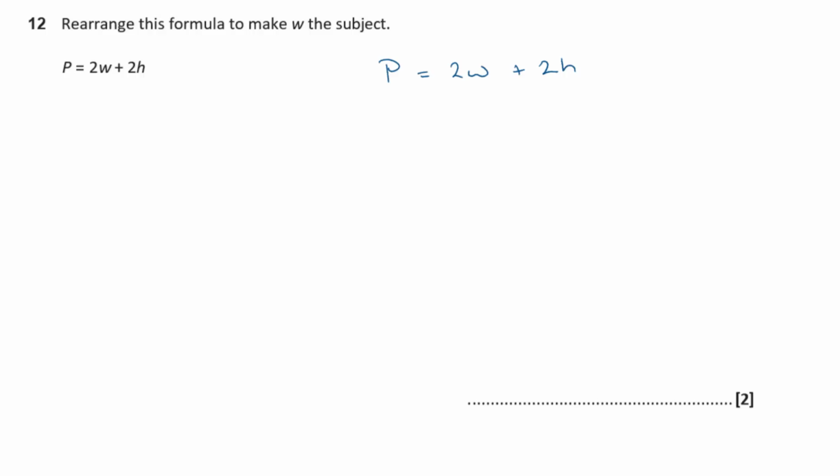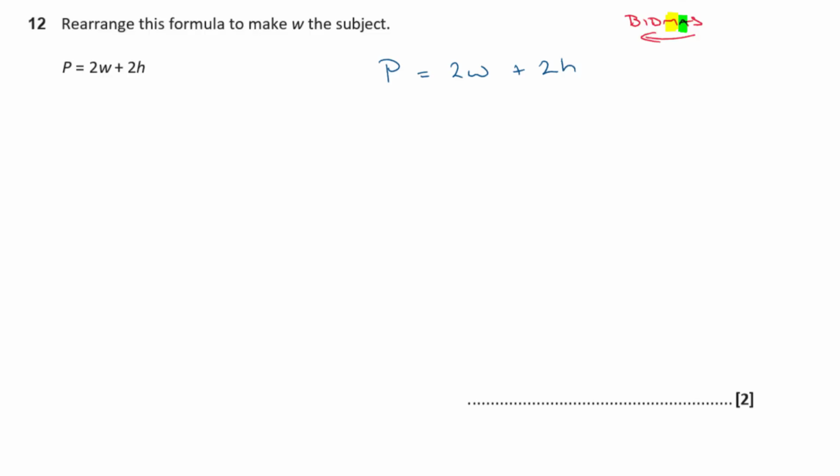Now at the moment W is times by 2 and I've got 2h added to it. The order that you do this is like BIDMAS but backwards. So if you think about BIDMAS, then I've got a multiplication in here and an addition. Multiplication comes before addition normally in BIDMAS, but when you're rearranging these you go through BIDMAS backwards because you're using inverse operations to work your way through. So that means I need to deal with the addition first.